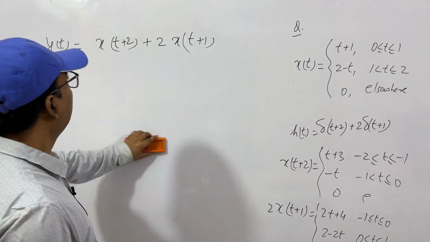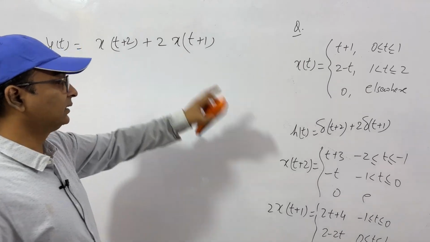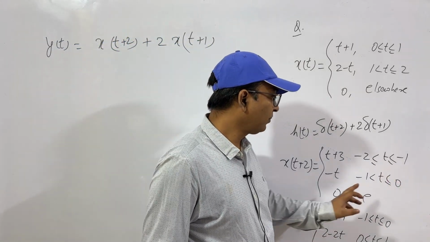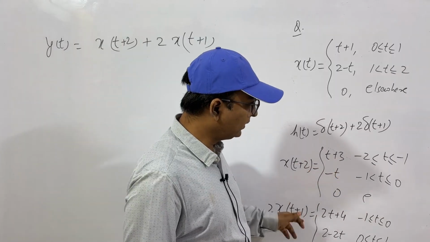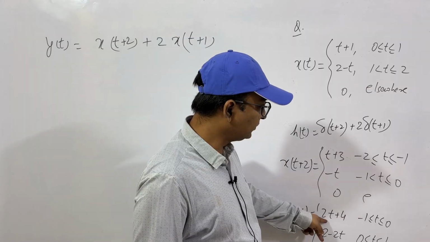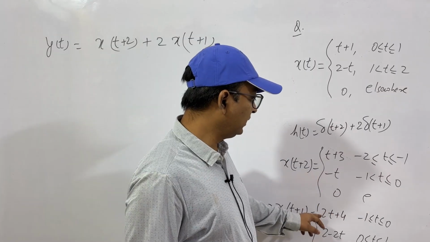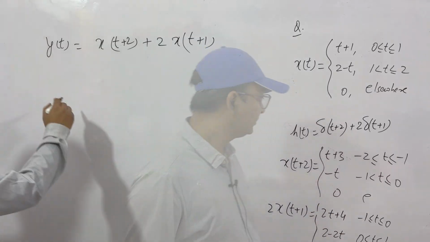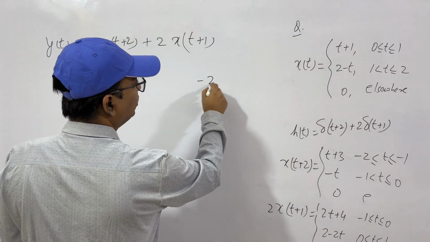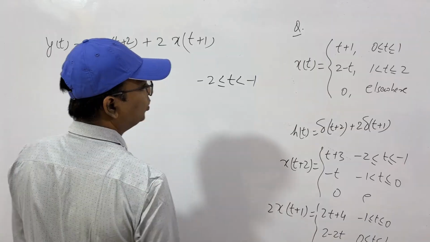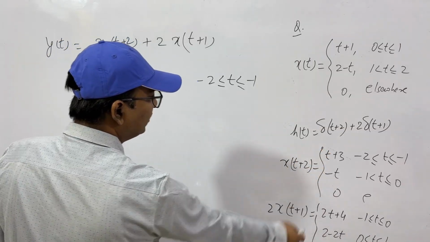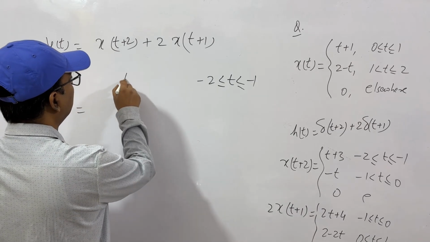What is y(t)? y(t) is a linear combination of this plus this. So our limits now will be minus 2 to minus 1. Then minus 1 to 0, we'll have to add this and this. Then we'll have this one, and then a third one, 0 elsewhere. So I'm writing like this. From minus 2 to minus 1, we don't have any conflict in these two signals, so the signal will be t plus 3.